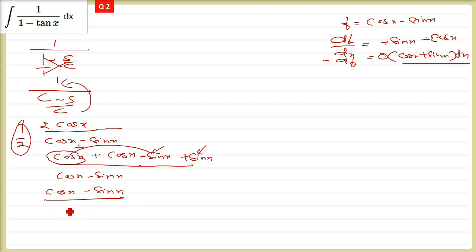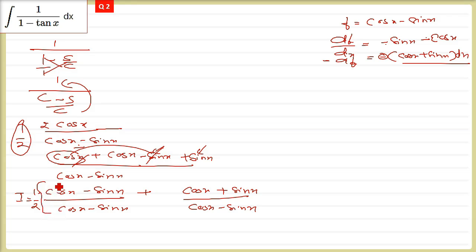Cos x minus sin x we have taken. In the denominator we have cos x minus sin x. Now these two terms have been taken. Only remaining is cos x plus sin x, so cos x plus sin x divided by cos x minus sin x. So this is just the separation of the actual integral into two terms which can be easily integrated. That means half is already there outside. The first term gets cancelled out. Cos x minus sin x is upstairs and downstairs, it gets cancelled out.